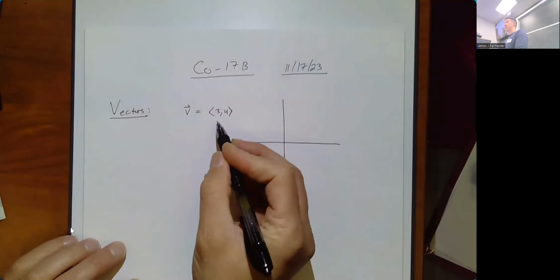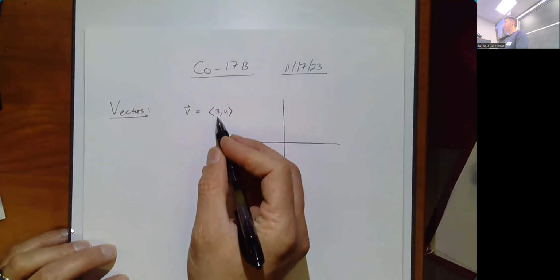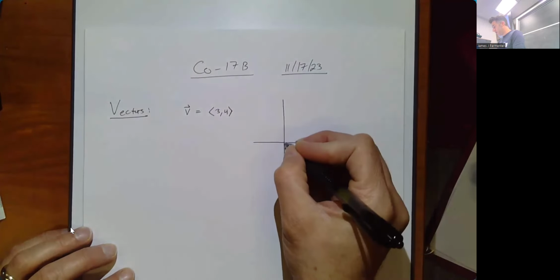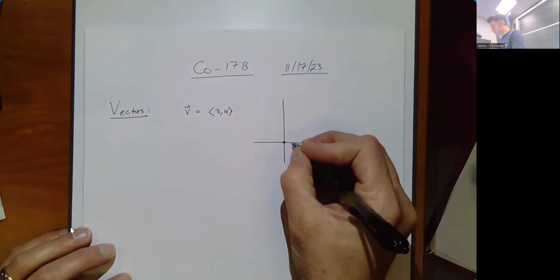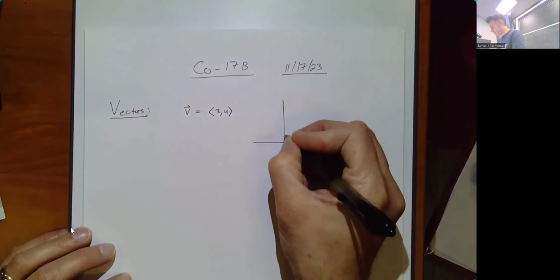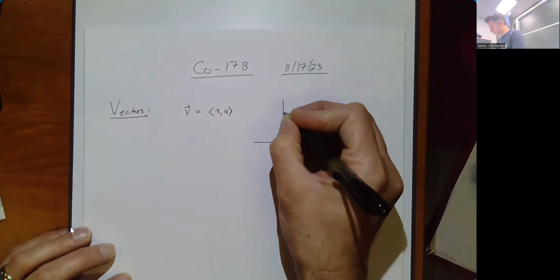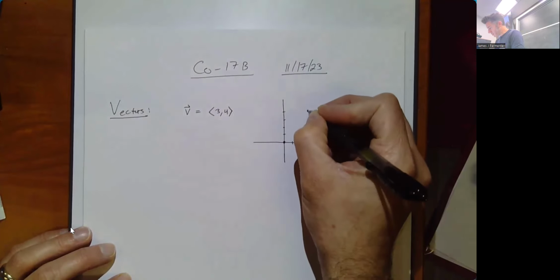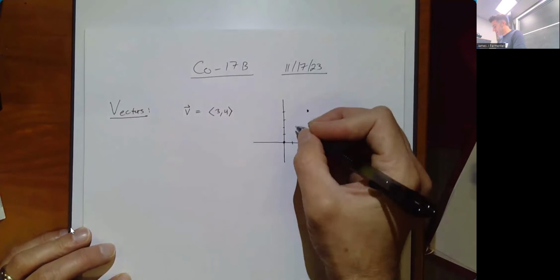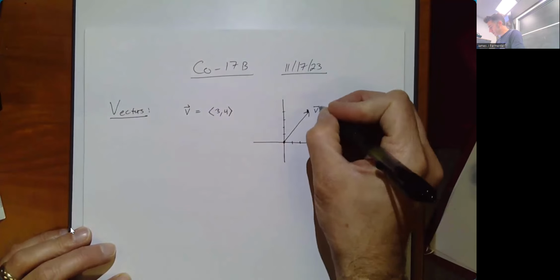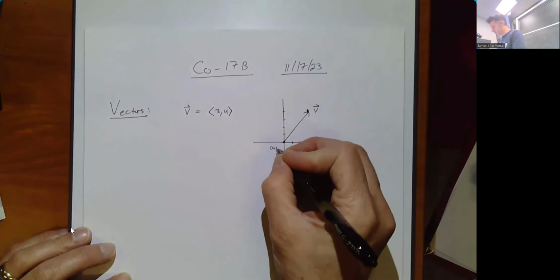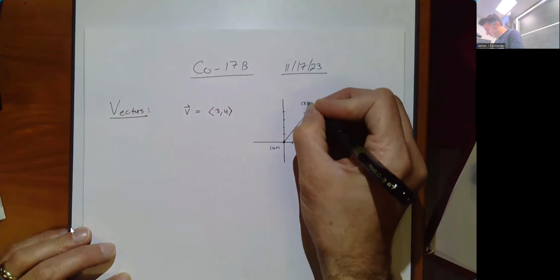you're going 3 in the x direction and 4 in the y direction. So you're starting somewhere, usually at the origin, although you don't have to start at the origin. And we're going 3 to the right, 4 up. So the vector starts there, ends there, and there's your vector v. Starting at the origin, ending at the point 3, 4.